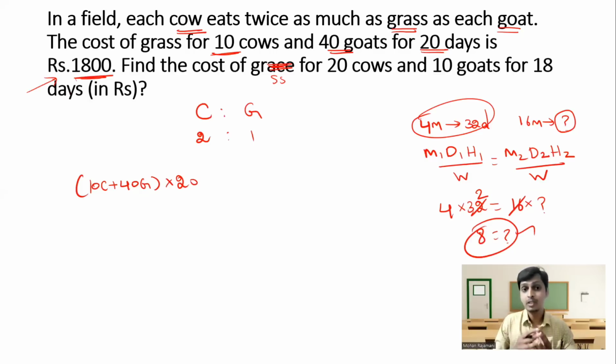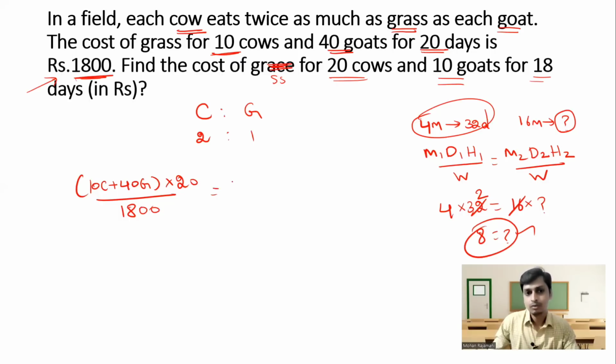Why do we keep it as work? Because for 10 cows and 40 goats for 20 days, we have to pay 1800. So 1800 is the amount, the work you have to calculate here. So you have to put that 1800 at the base denominator, right? Now, this is equivalent to what? You have to find the cost of grass for 20 cows and 10 goats for 18 days.